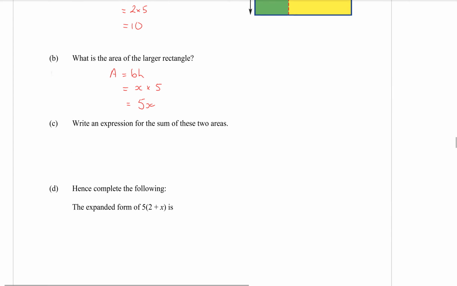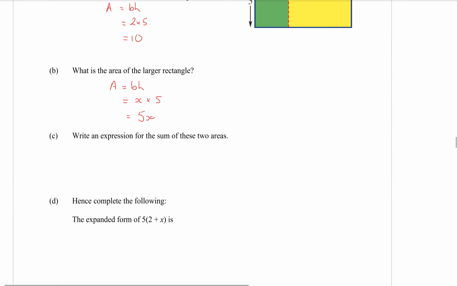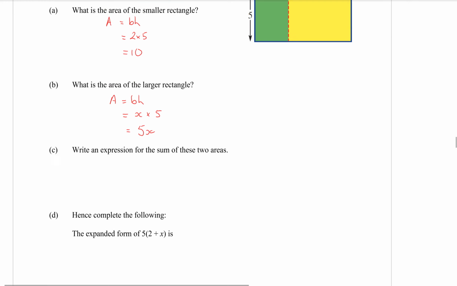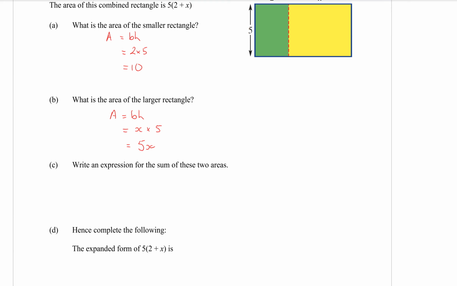Okay, part C, write an expression for the sum of the two areas. So if I want you to find the area of that whole rectangle, the green and the yellow part together, I would add those two things together, wouldn't I? Yeah. So the area is going to be equal to the green one, which was 10, plus the yellow one, which was 5x. So there is an expression for the total area of the big outside rectangle, 10 plus 5x.